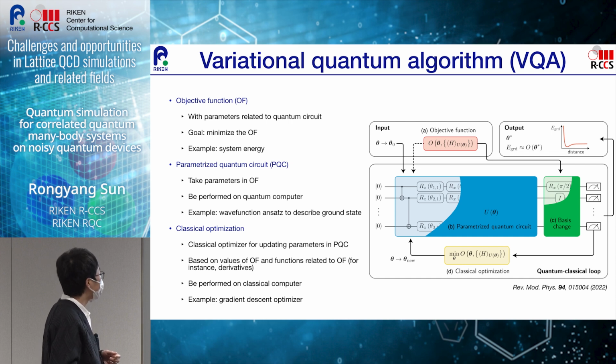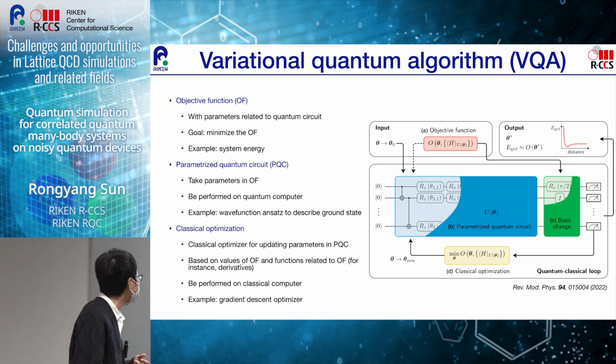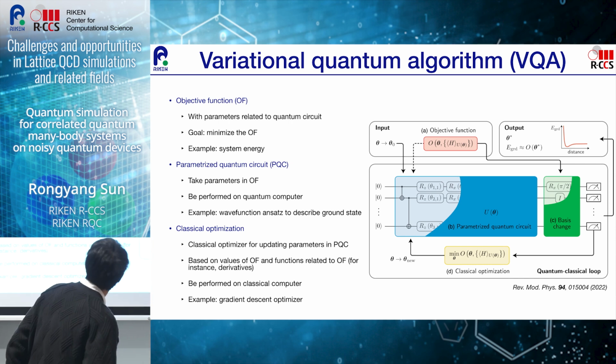And also, we need help from classical computers. That's the classical optimization step. We have some classical optimizer for updating the parameters in the quantum circuit, based on the values of the objective function evaluated on the quantum computer, and also other functions related to the objective function, for example, the derivatives of the objective function, which are also evaluated on the quantum computer. And this optimizer is performed on a classical computer. For example, you can use a gradient descent optimizer.